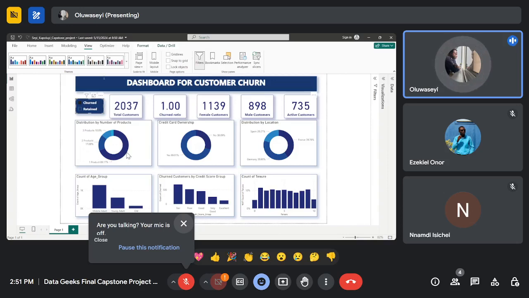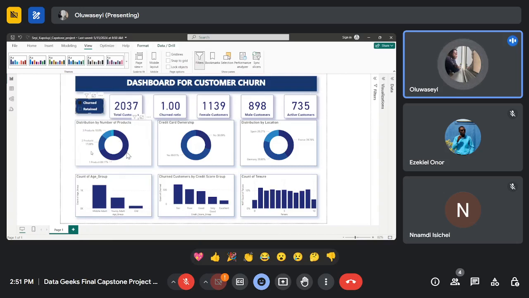Now, let's talk about distribution by number of products. It is very clear at this point that those that buy one product from the bank churn the most. And guess what? This disparity is not a small one, 69.17%. It is like saying that 6 out of 10 customers will churn if they're only buying one product. In fact, 7 out of 10 customers will churn if they're only buying one product.